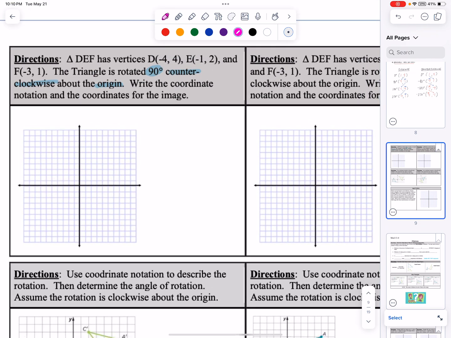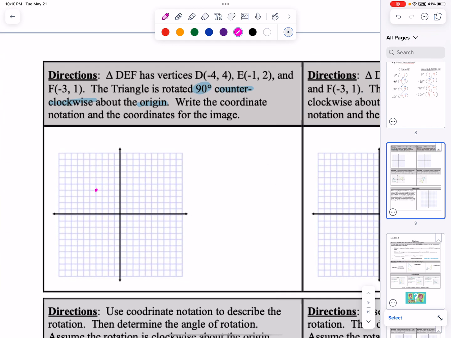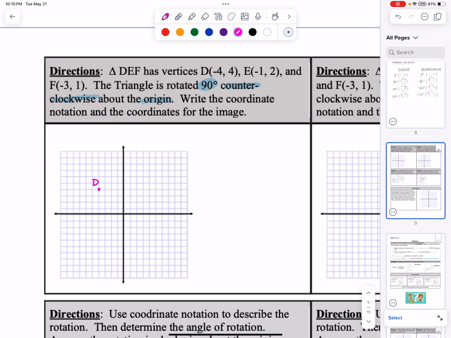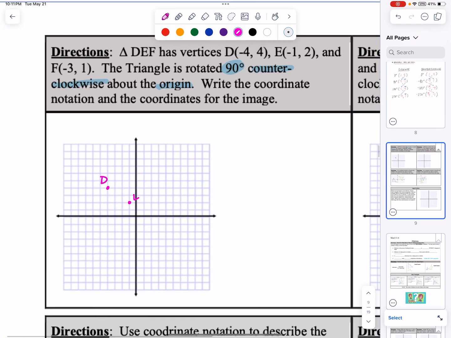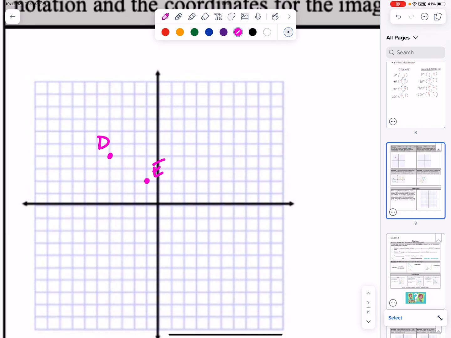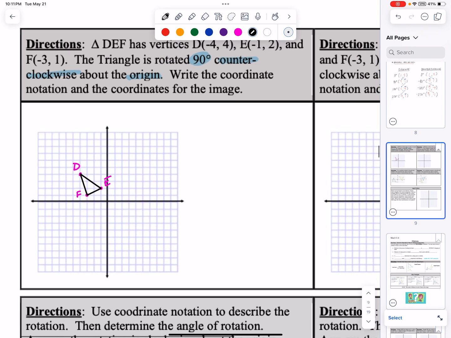So -4, 4, so we swoop 4 to the left and 4 up. So 1, 2, 3, 4, 1, 2, 3, 4. So here's our first point, and that's D. Our next point is E, -1, 2, -1 to the left, up 2, and this is E, and then we have -3, 1. So 1, 2, 3, and up 1, and this is our F. So let's go ahead and connect our points there, keep everything nice and neat and organized. And there we go. All right, so there's our pre-image.